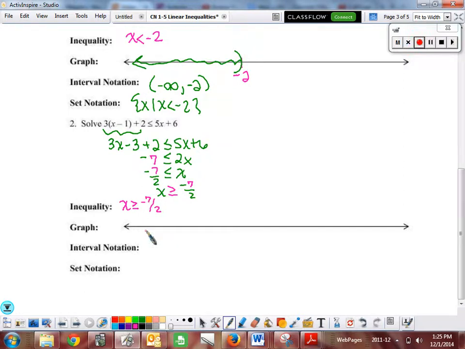All right, so which way do I shade my solution set when I draw the picture on the graph? To the right. And what should I do at this negative 7 halves? Square bracket, closed, shade. Your interval notation, bracket, negative 7 halves to infinity. And then if you had to write it in set notation, x such that x is greater than or equal to negative 7 halves. See, these are nice and easy.